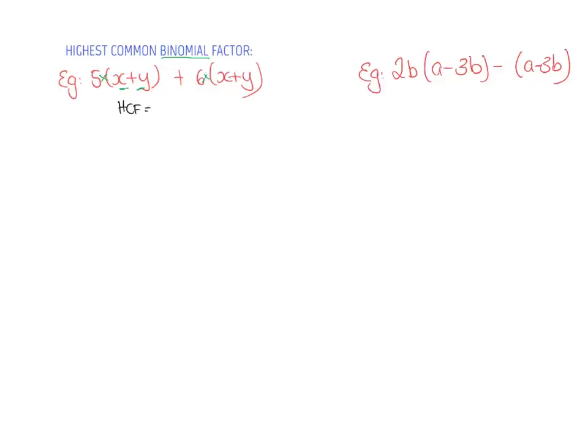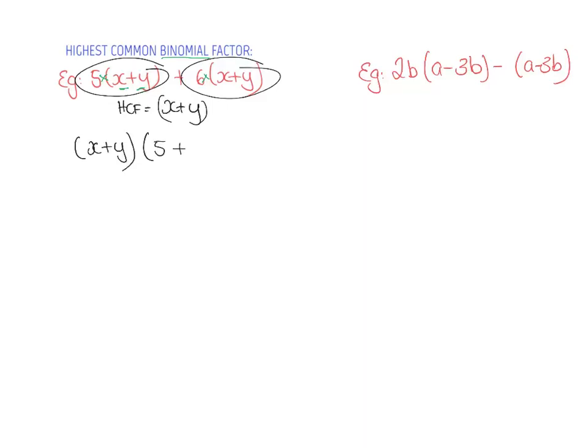So the highest common thing to these two terms is actually x plus y. So like what we did before, we take that out the front, out of the bracket, and then we put whatever's left in brackets. So it'd be the 5 plus the 6. So there we are factorizing.